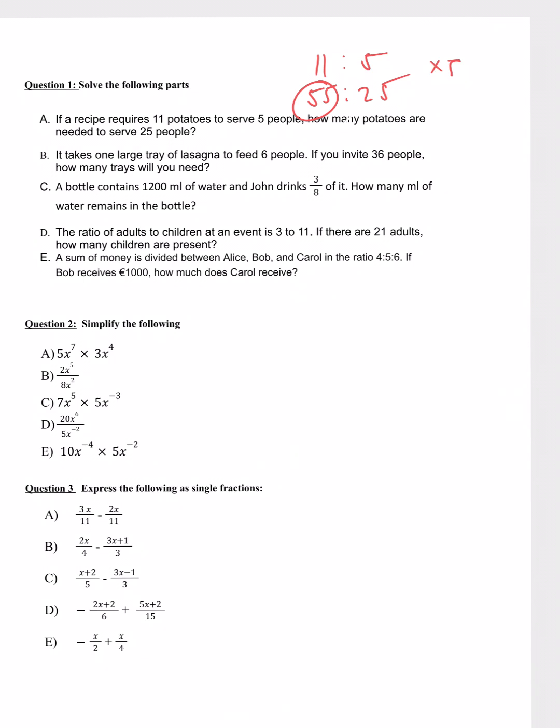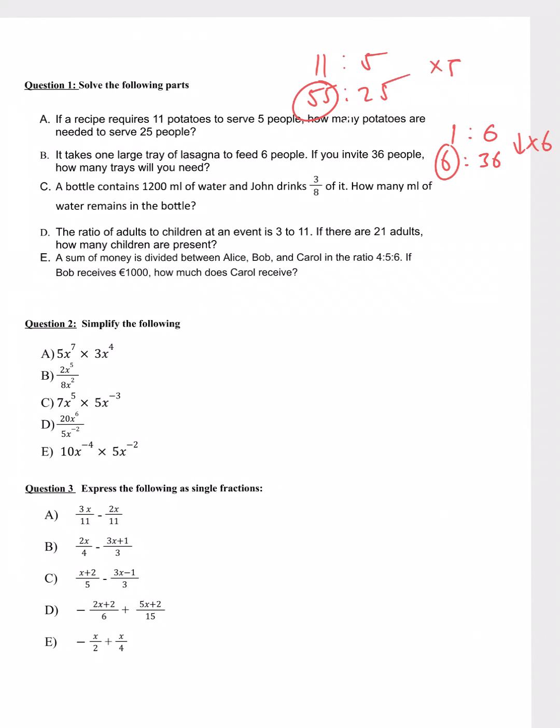Part B, one large tray of lasagna to feed 6 people and we invite 36. How many do we need? The ratio, 1 tray to 6 people. If we invite 36 people, what number has to go there in the gap to keep the same ratio? Well, we multiplied times 6 here, so we multiply by 6 here, and that's our answer, 6 trays.